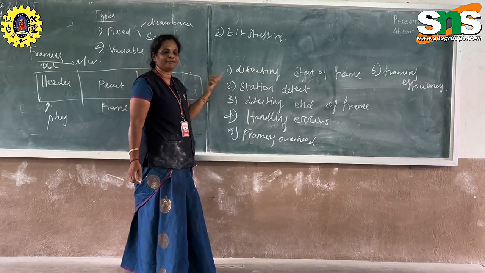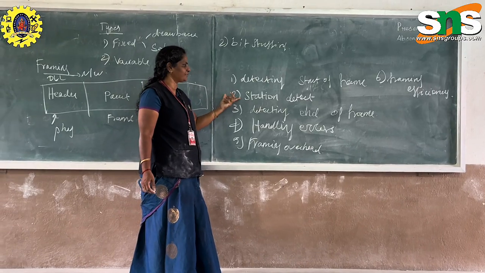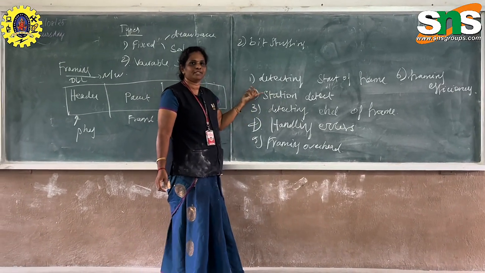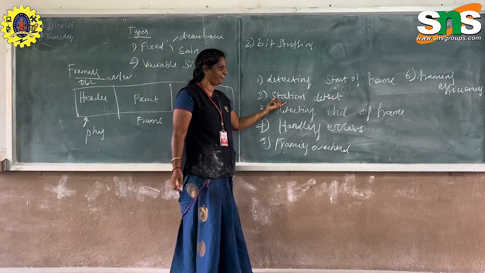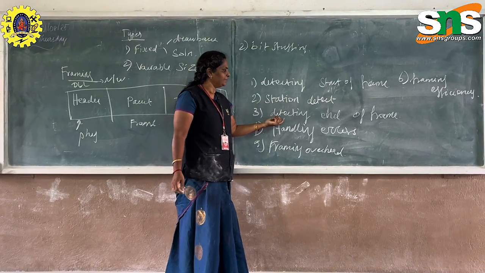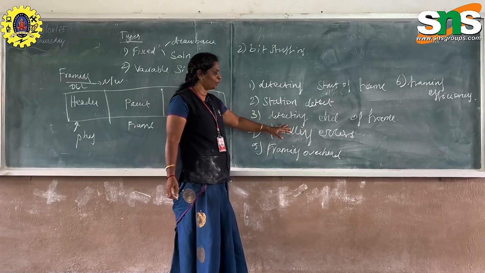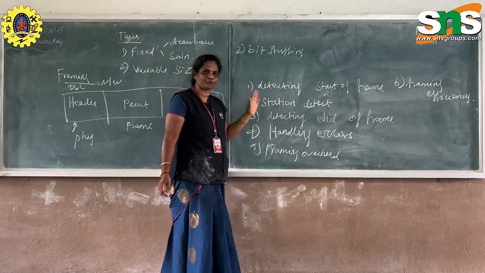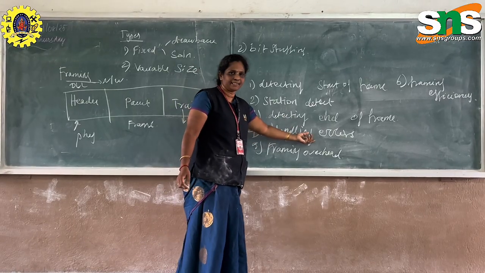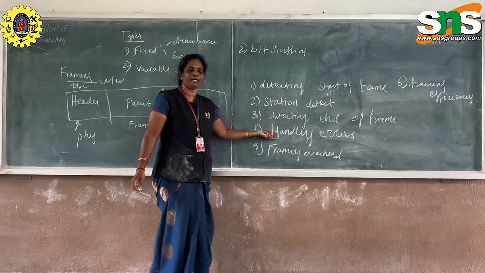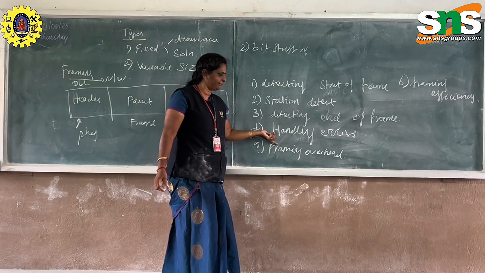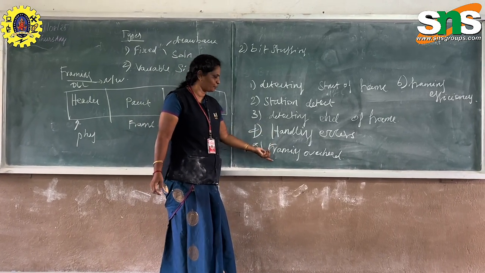Detecting the start of the frame is a main thing. We have to detect which data to transfer and where, and at which starting point we have to transfer the packet. Then detecting the end: we have to detect where we have to send that particular packet from source to destination. Then handling errors is the main thing: how we handle the error and rectify it while transferring packets from source to destination.